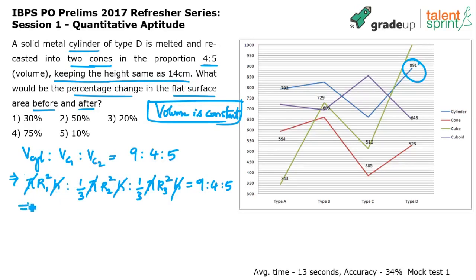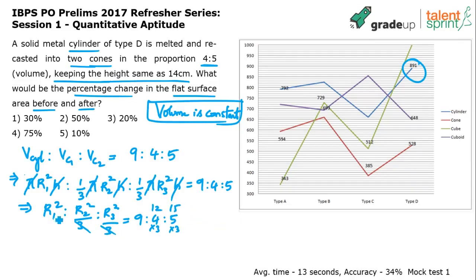Directly you should write that R1 square is to R2 square by 3 is to R3 square by 3 equals 9 is to 4 is to 5. What I can do is multiply the second and the third terms by 3 on both the sides so that we can eliminate this 3 here. When you multiply by 3, this 3 and 3 get cancelled. Here it becomes 4 into 3, 12, and this is 5 into 3, 15.